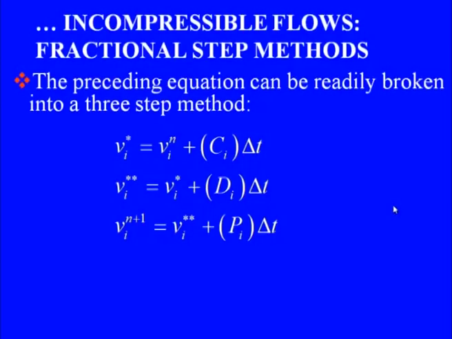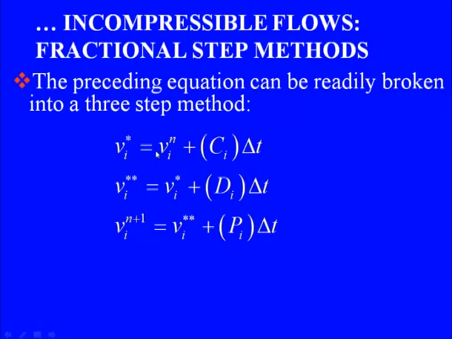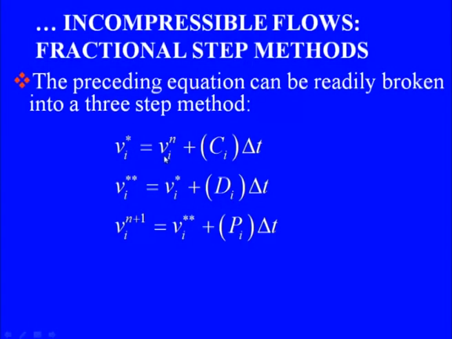Now, this particular representation opens a way to the next class of methods. Instead of doing our computations in one step, we can break it down into a 3-step method. So, first step, what do we do? First step, let us use the value at the previous time level and only add the contribution of the convective term. This will give us an intermediate velocity field, let us call it Vi star. So, Vi star is equal to Vi n plus Ci delta t.